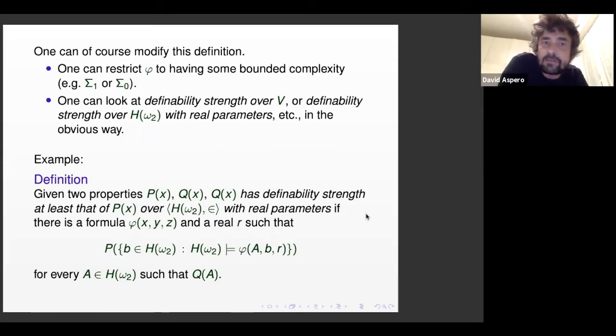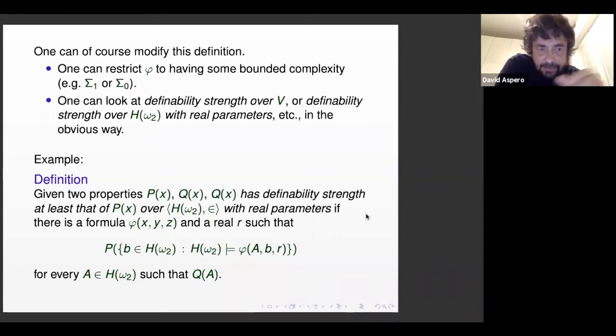One can, of course, modify this definition in various ways. For example, you could restrict to saying that phi has to be of some bounded complexity, right? So this formula phi that defines the simpler object has to be sigma 1 or sigma 0 or something. Or you could look at the definability strength over the entire V, not just H omega 2. Or you could look at definability strength over H omega 2 where you allow real parameters, for example. So you allow a real parameter in the phi.